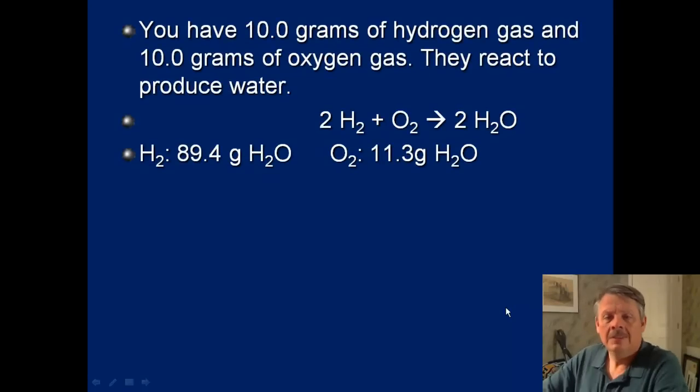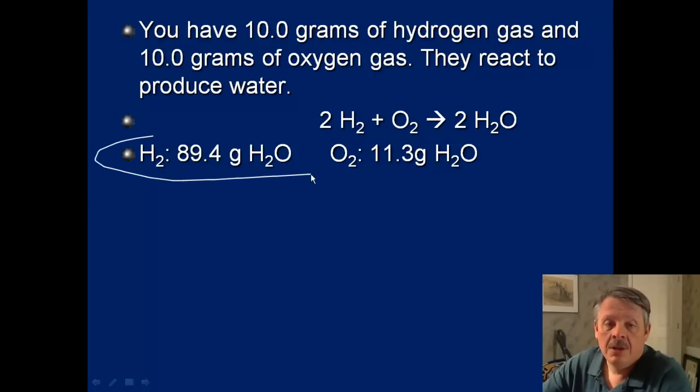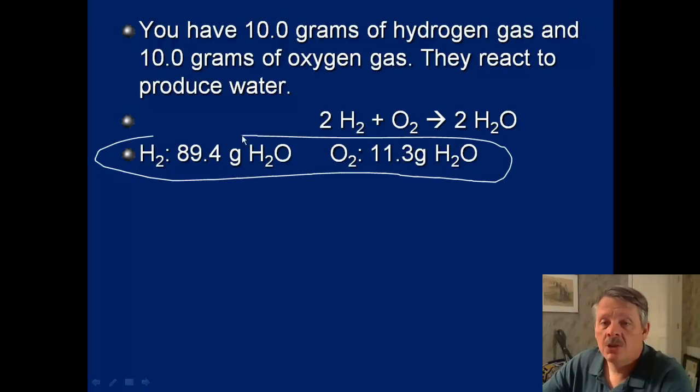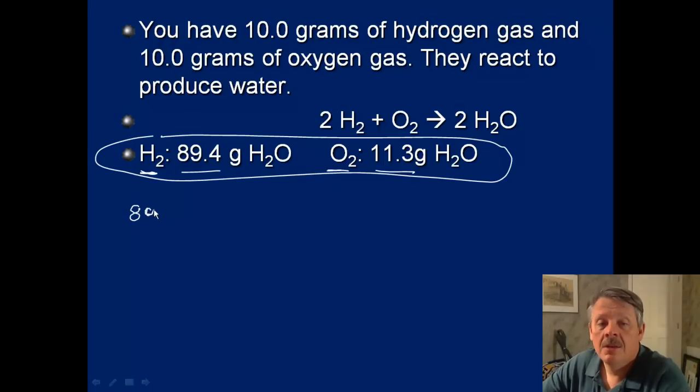Okay, so let's look at what we have, because this is exactly the same problem that we had, right? And you'll notice that we have written here how much we actually got. So if we used our 10 grams of hydrogen, we came up with 89.4 grams of water, and 10 grams of oxygen produced 11.3 grams of water. So this is what was actually produced. So I'm going to say that we have 89.4 grams of water that could have been produced from our hydrogen, but we only produced 11.3 grams of water.